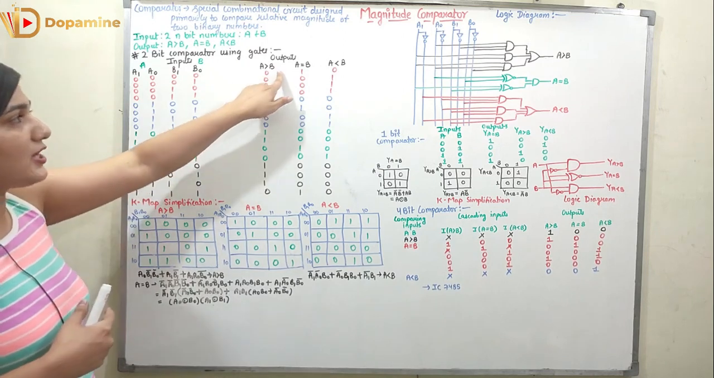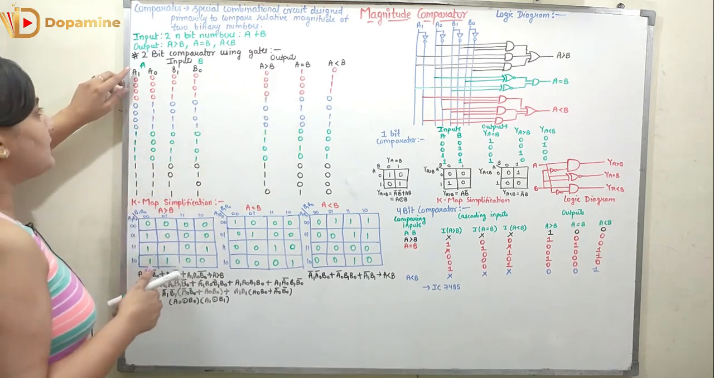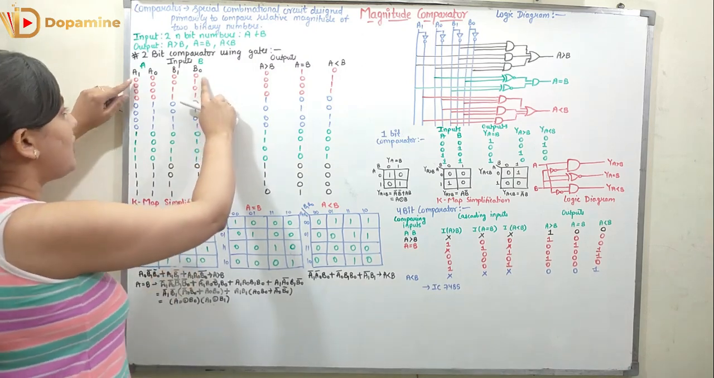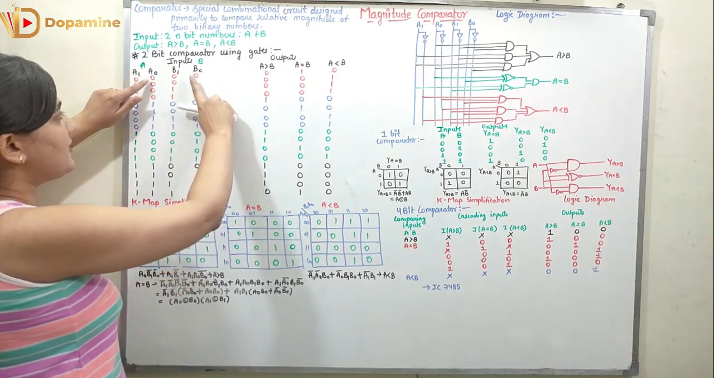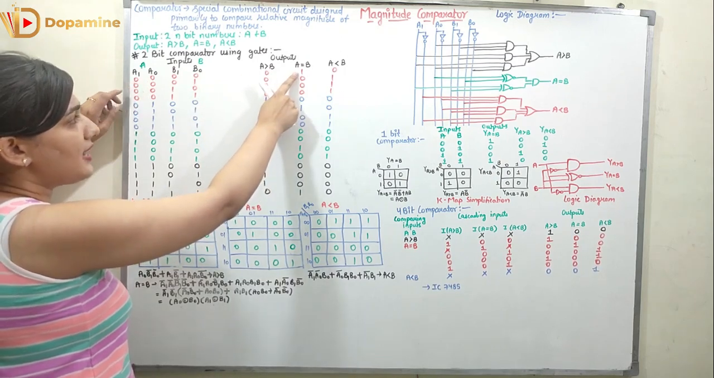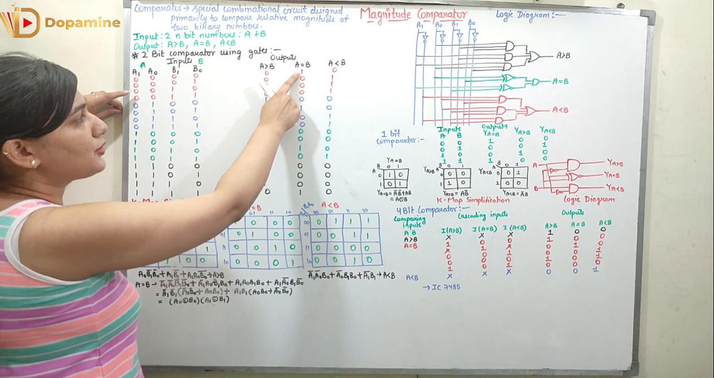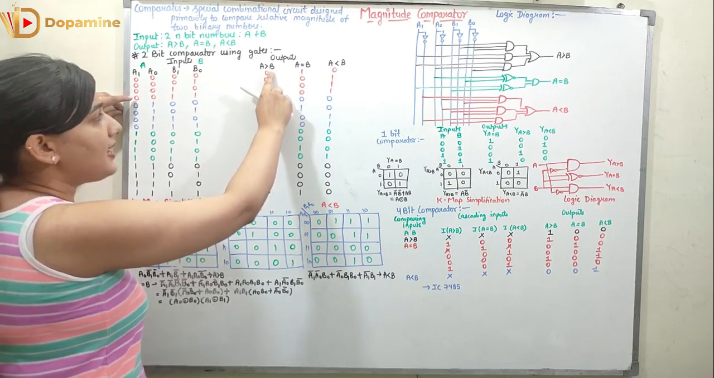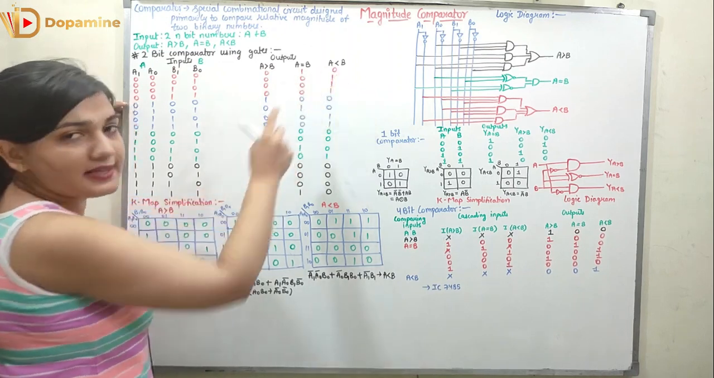Now we have to check the output. Let's see, if I have this to be A and this to be B. Now A1 and A0 are 0, and B1 and B0 are 0. Which means A and B both are equal, and we have high output at A is equal to B and low output at A greater than B and A less than B.